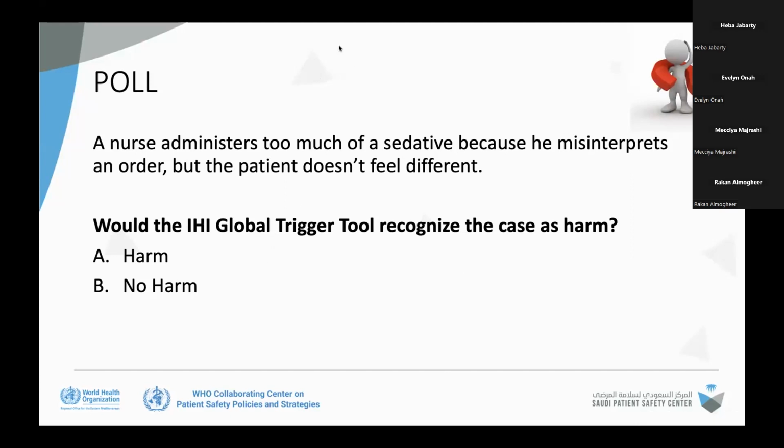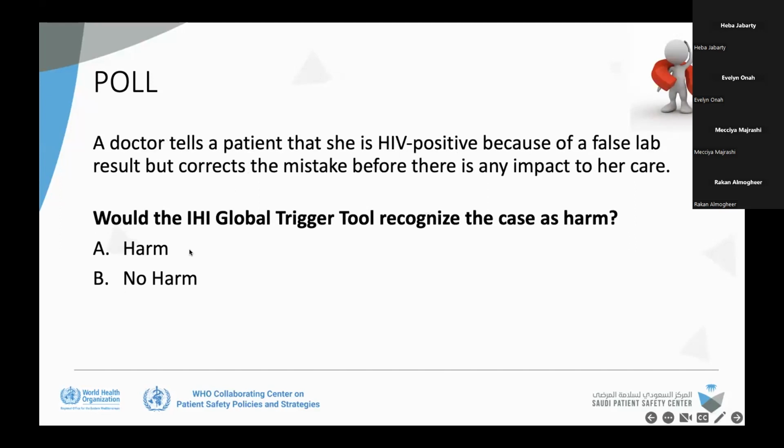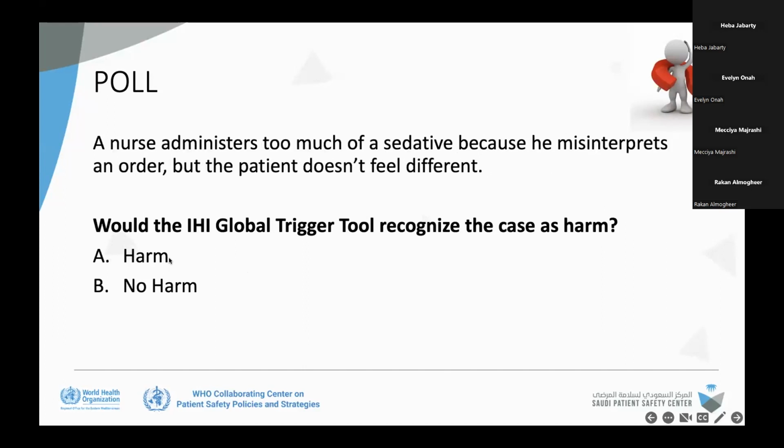Another example, another poll: a nurse administers too much sedative because he misinterprets an order, but the patient doesn't feel different. Would the IHI global trigger tool recognize the case as harm? Okay, this is a tricky question, by the way. That's why we have different answers.